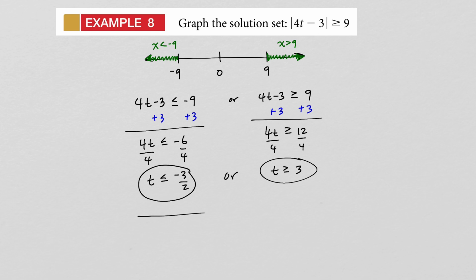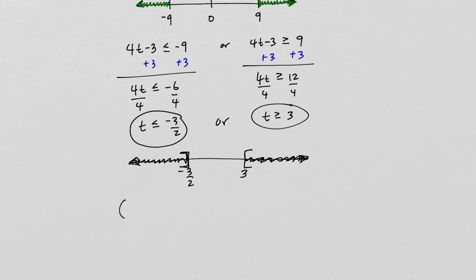So on our number line, the solution for this particular problem is going to be all numbers less than or equal to negative 3/2. So that would be all the numbers this way. Or all the numbers greater than or equal to positive 3. That's all the numbers this way. And so now in interval notation, that would simply be negative infinity up to negative 3/2, including, or, which means union, 3 to infinity.